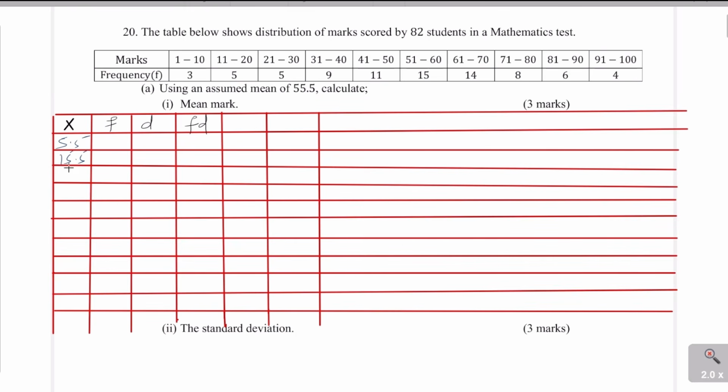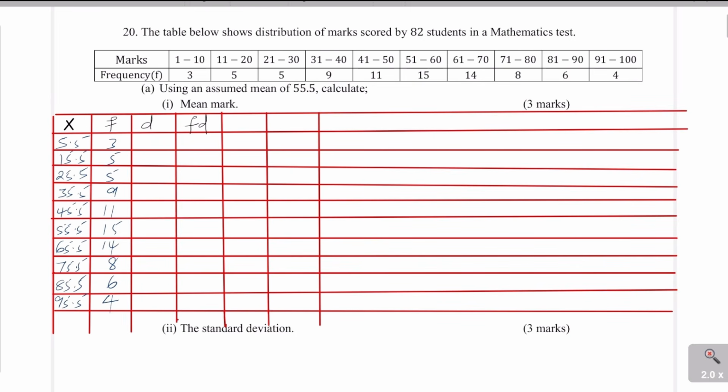So 15.5 plus 10 gives 25.5, plus 10, 35.5, 45.5, 55.5, 65.5, 75.5, 85.5, and then we have 95.5, the last one. The frequencies, we have 3, 5, 5, 9, 11, 15, 14, 8, 6, and 4.